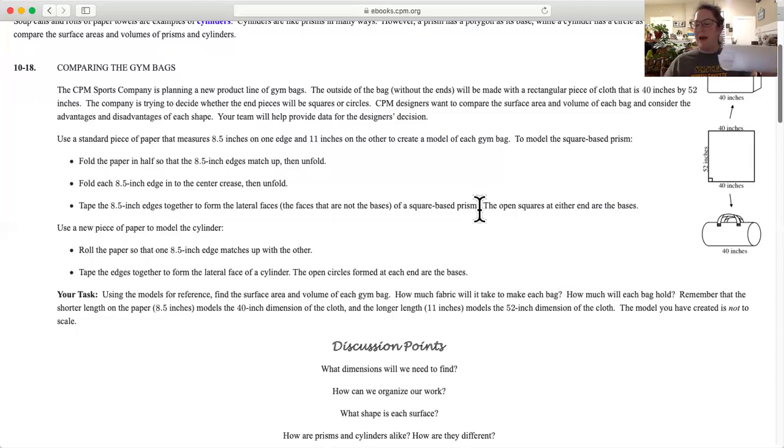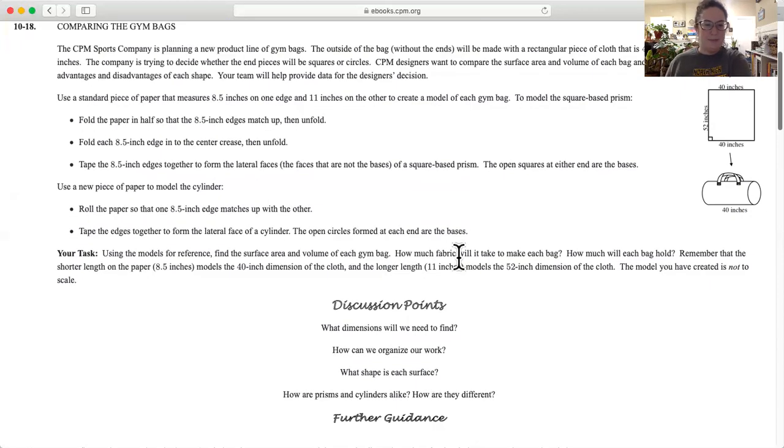So you're imagining these as gym bags, and you're trying to figure out which one's going to use more fabric to make and which one is going to hold more. The fabric is the surface area, holding more is the volume. So it gives you the task here.